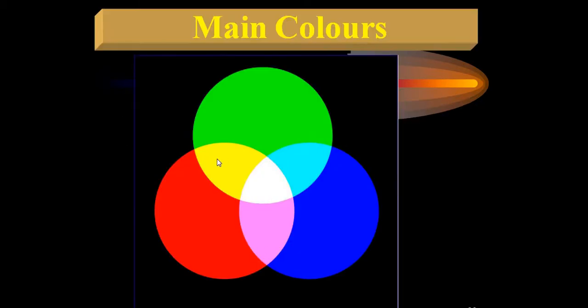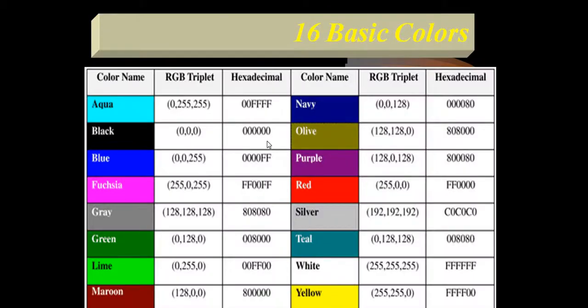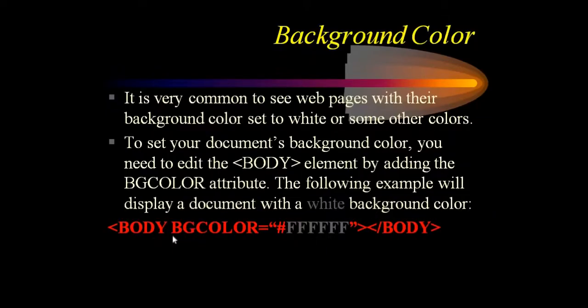So the main colors are RGB, that is red, green and blue. A combination of these colors will make many colors. So these are some codes for these RGB values. You can use the color name, you can use an RGB triplet in the form of this, or you can use the hexadecimal value. Okay, so it's up to you. You want to use the name of a color, or RGB format, or a hexadecimal value. Okay, now in this way you can set the background color of the web page.